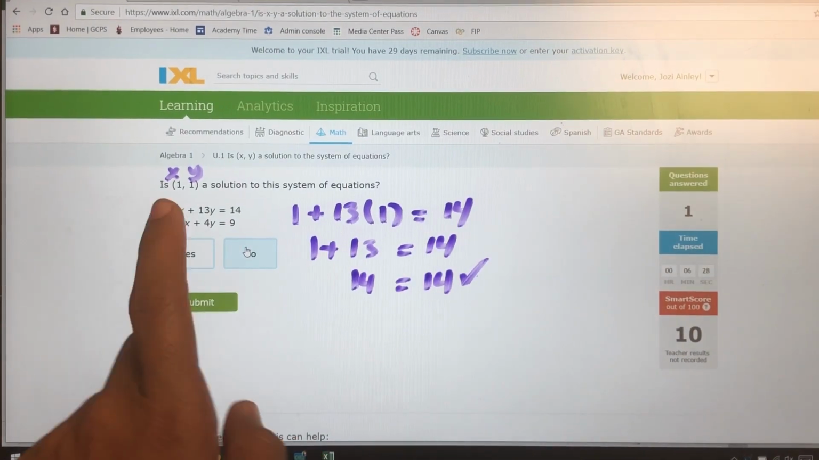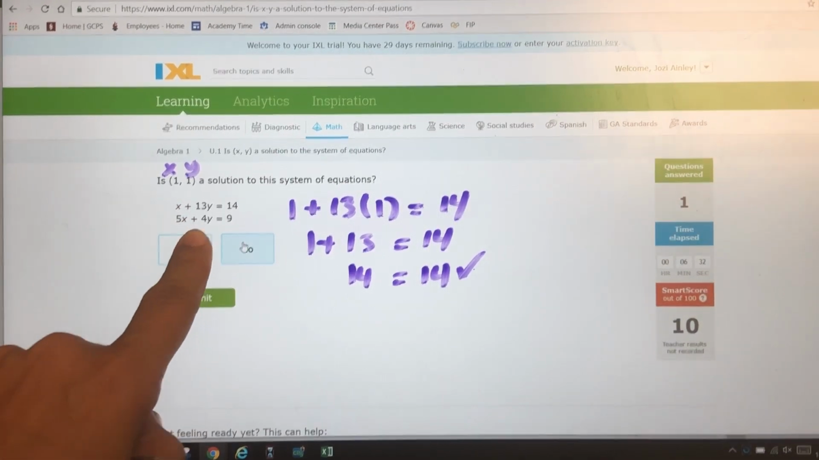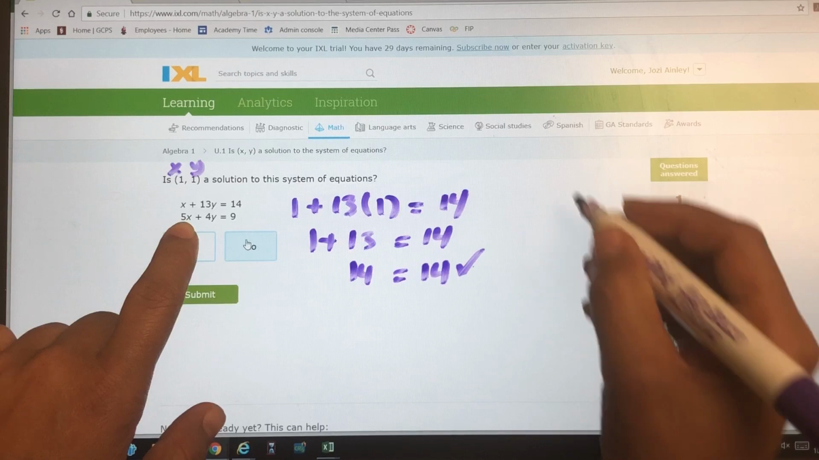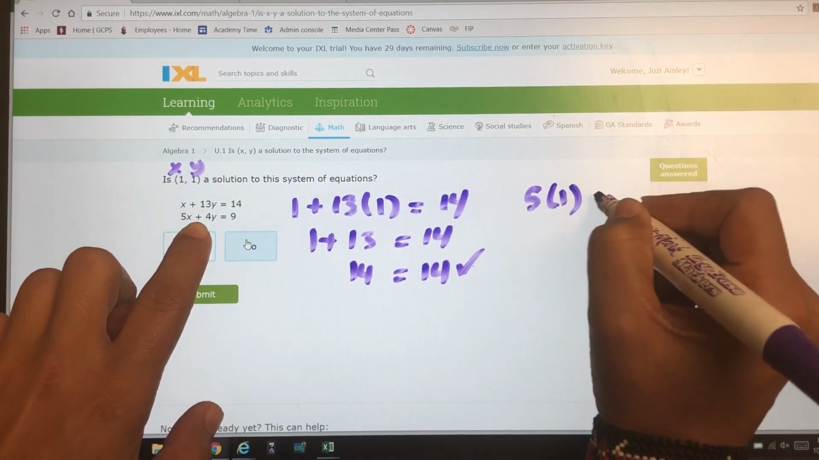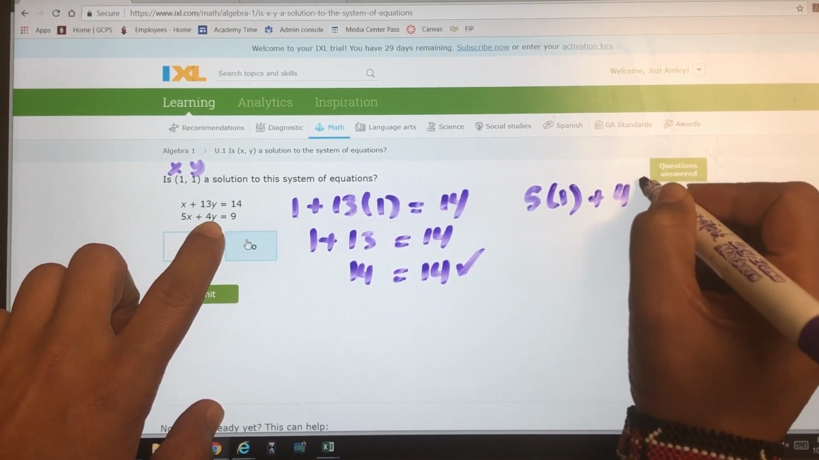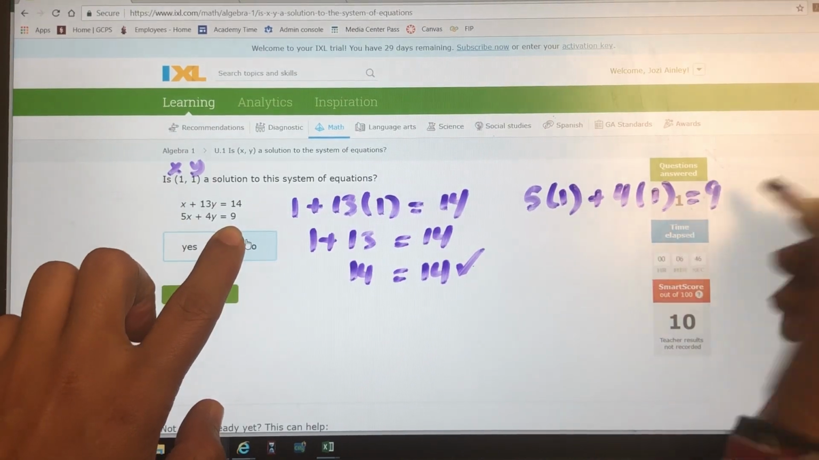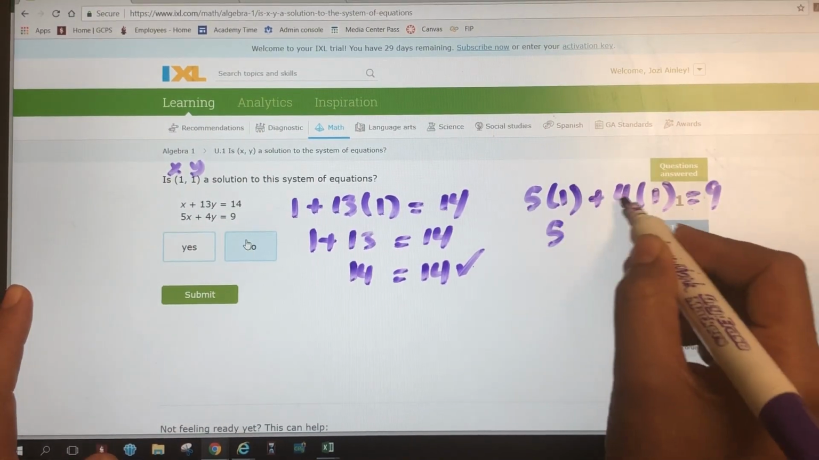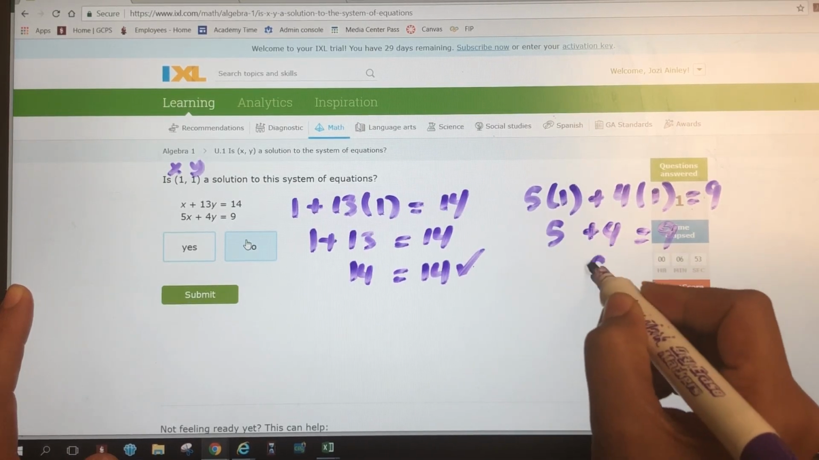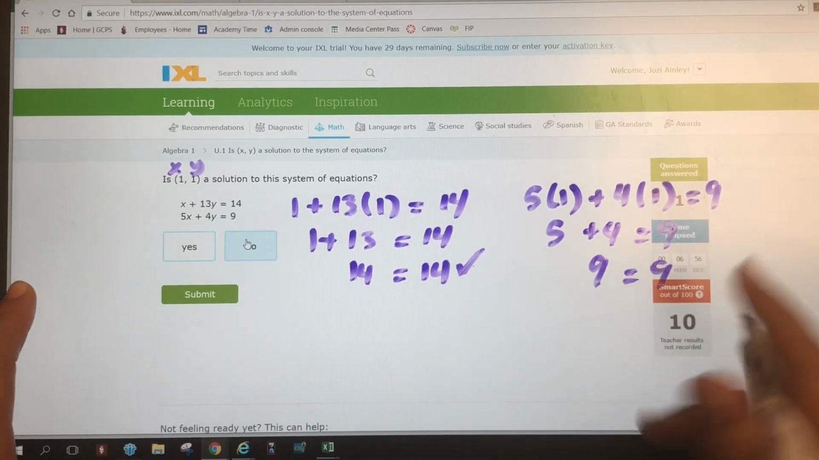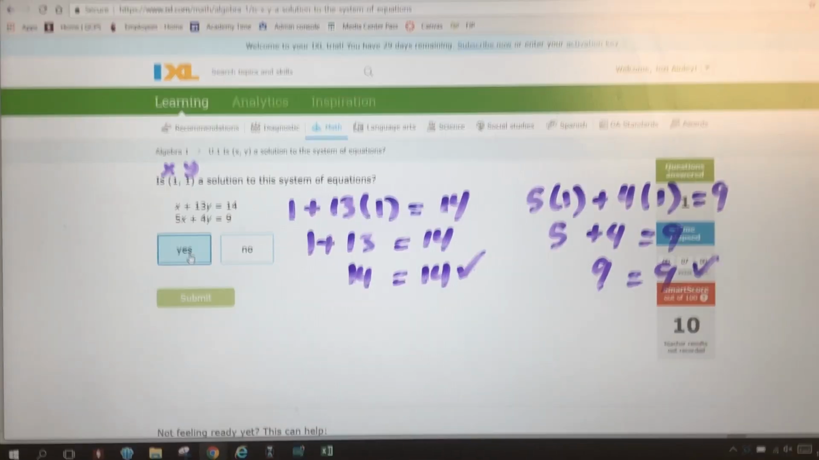Now, you'll be tempted to say, yes, it's a solution, but sometimes they trick you because that second one may not be. So you must check both. Now I'm going to do the second one. So I have 5 times X, and what's X? X is 1, plus 4 times Y, and Y is 1, equals 9. 5 times 1 is 5. 4 times 1 is 4. So I have 5 plus 4, which is 9, equals 9. Is 9 equal to 9? Yes. So both of them are true. Therefore, that is a solution.